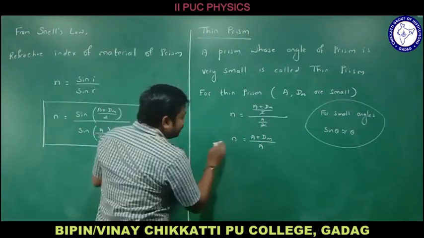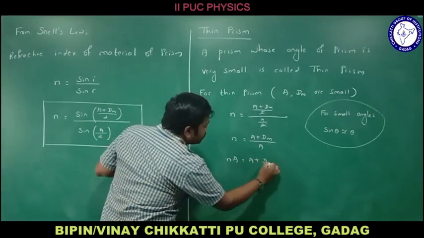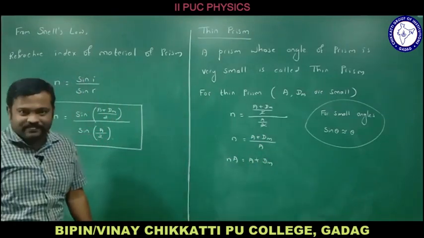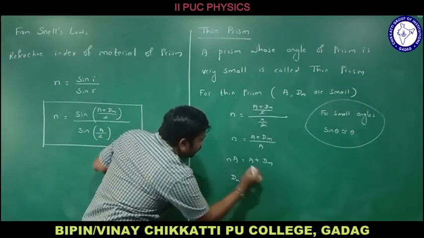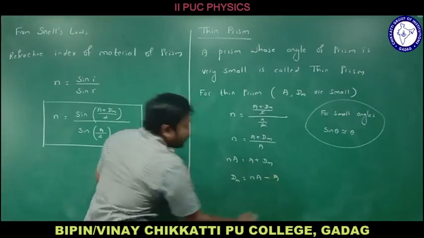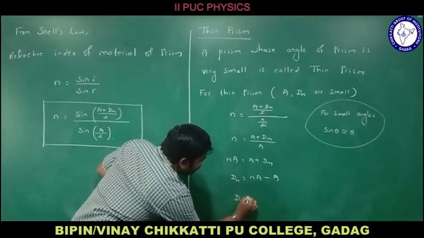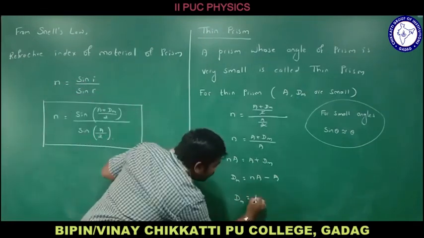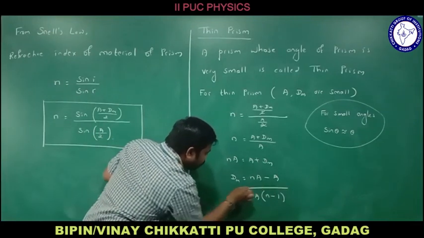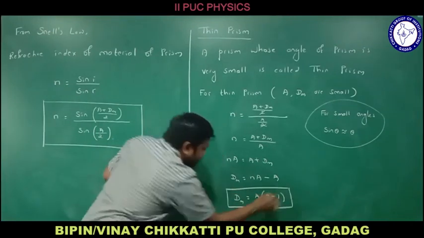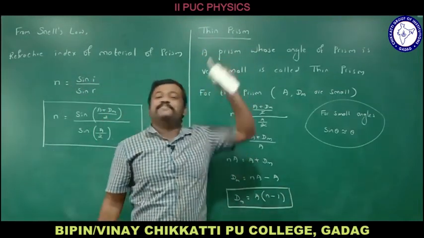Okay. Shall I take this side? n into A is equal to A plus what we say now here? dm, right? What do you get about the angle of minimum deviation? dm is equal to nA. If you take this side, it will be minus A. Okay. Then what will be? dm is equal to, what is common here? A is common. What is remaining inside? n minus 1. And this is the formula for angle of minimum deviation for thin prism, right?